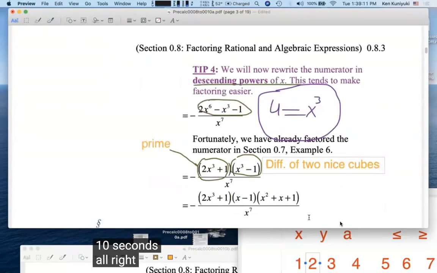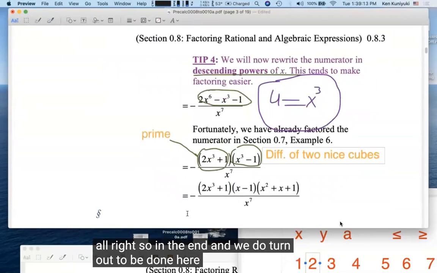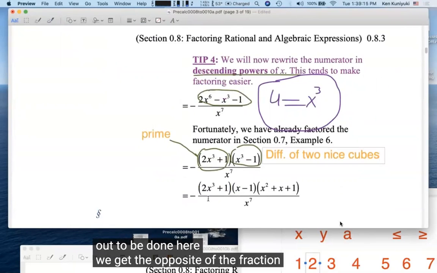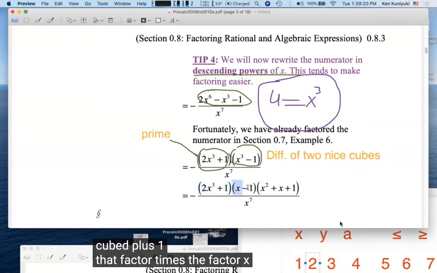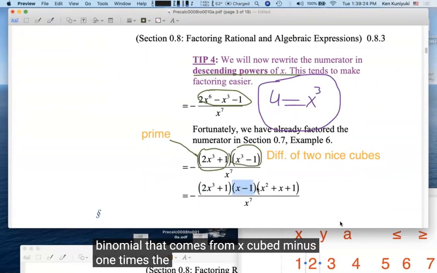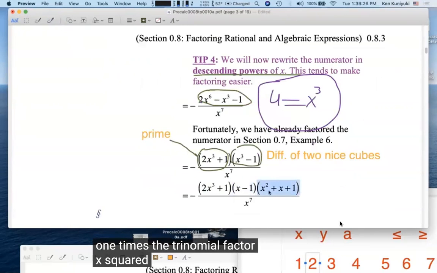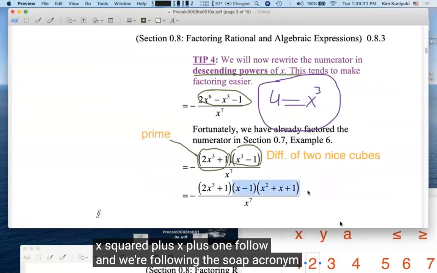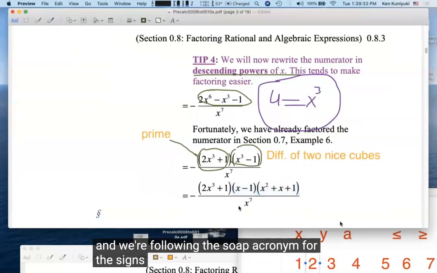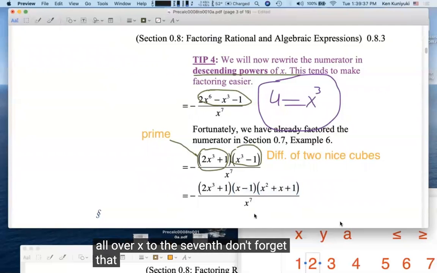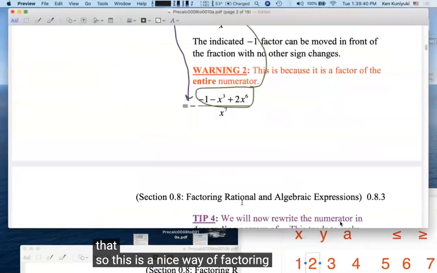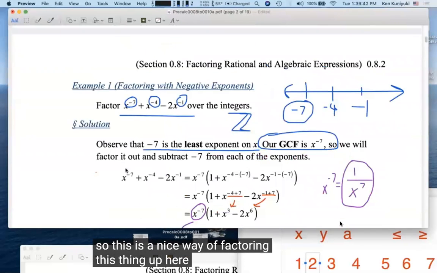All right. So in the end, and we do turn out to be done here, we get the opposite of the fraction, 2x cubed plus 1, that factor, times the factor x minus 1, that's the binomial that comes from x cubed minus 1, times the trinomial factor, x squared plus x plus 1. And we are following the SOAP acronym for the signs, all over x to the 7th. Don't forget that. So this is a nice way of factoring this thing up here.